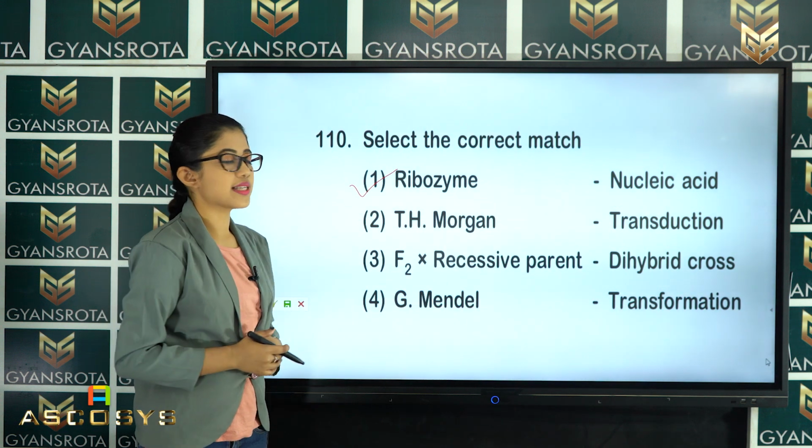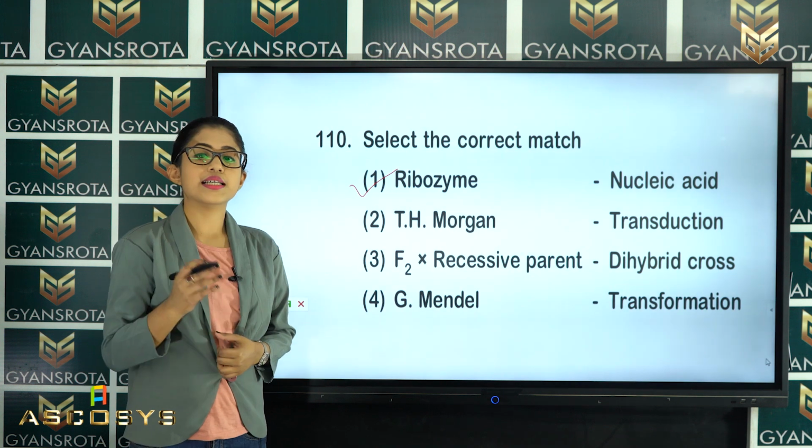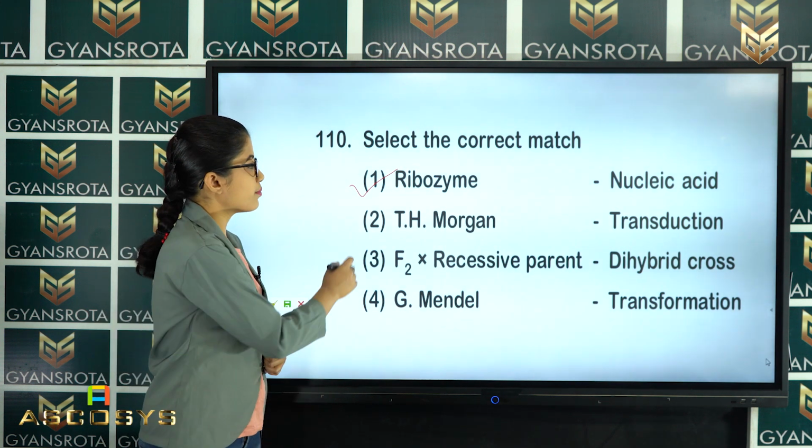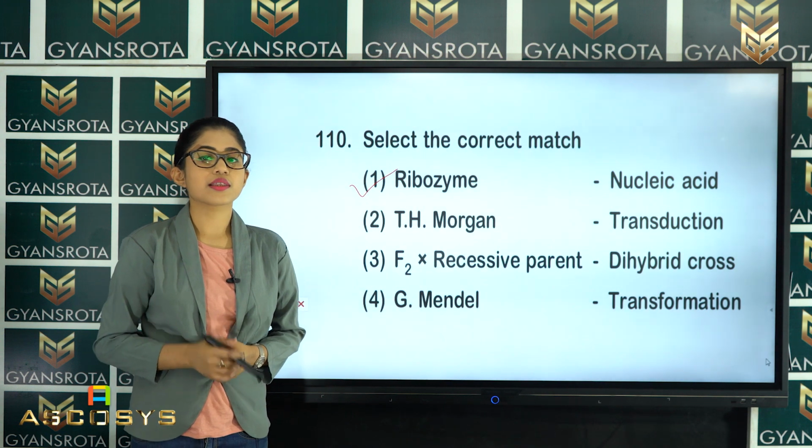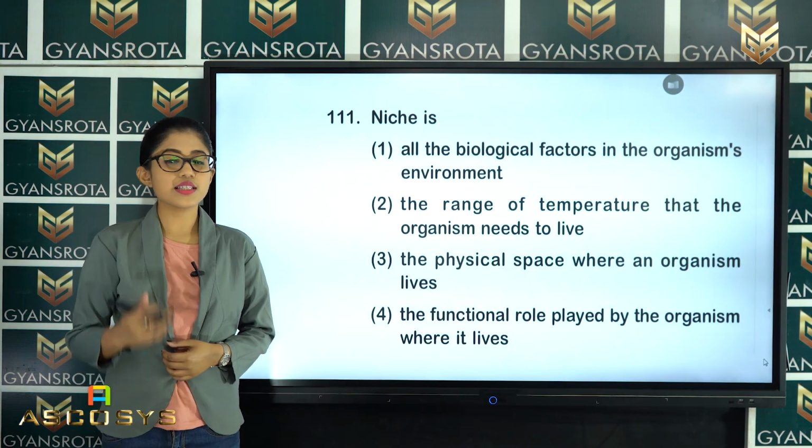So, ribozyme is actually what? It is a nucleic acid. It is correctly matched, whereas options number 2, 3 and 4 are incorrectly matched. Okay. Now, let us see the next question.